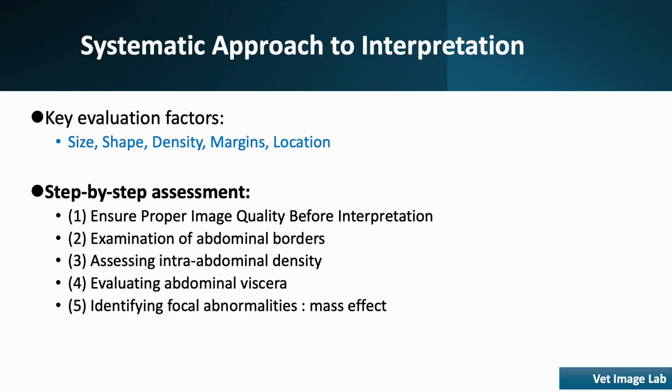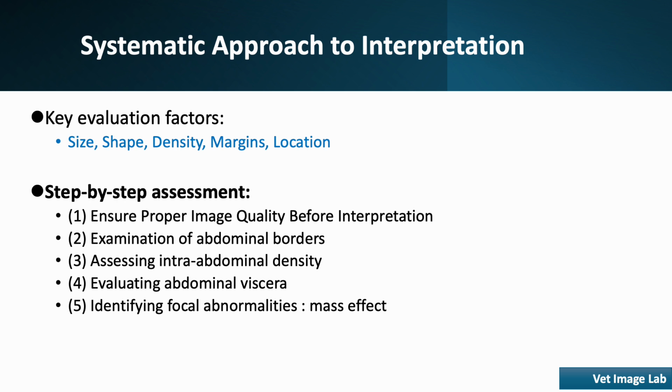When analyzing an abdominal radiograph, we need to focus on 5 key factors: size, shape, density, margins, and location. These characteristics help us distinguish normal structures from abnormalities. To ensure a complete and accurate interpretation, we'll follow a 5-step process. First, we need to check the image quality before making any interpretations. No matter how experienced you are, a poorly positioned or overexposed radiograph can lead to serious misdiagnoses.